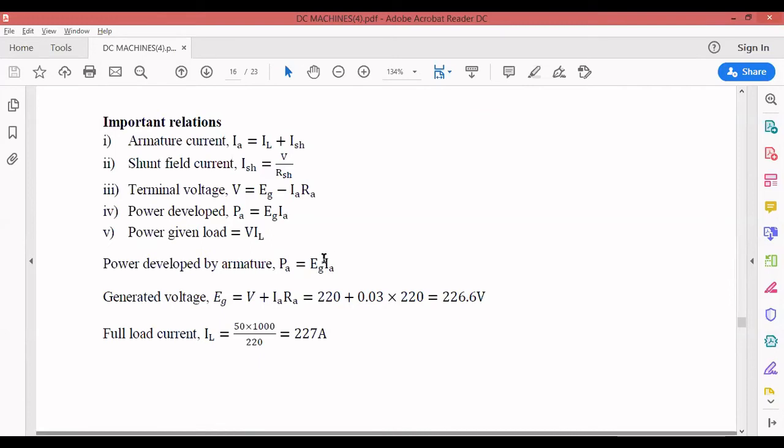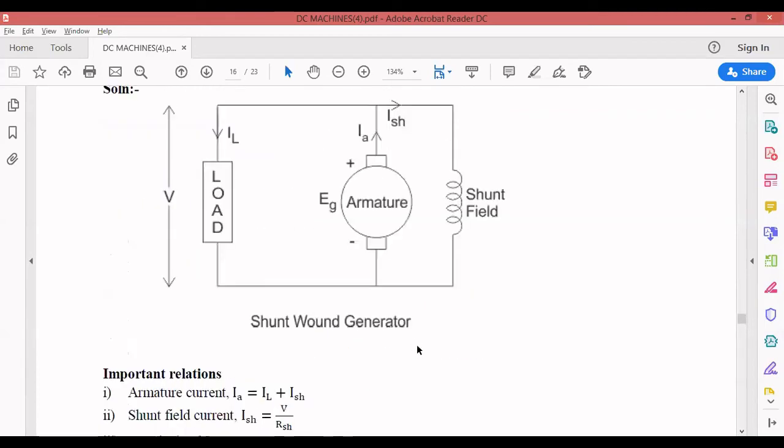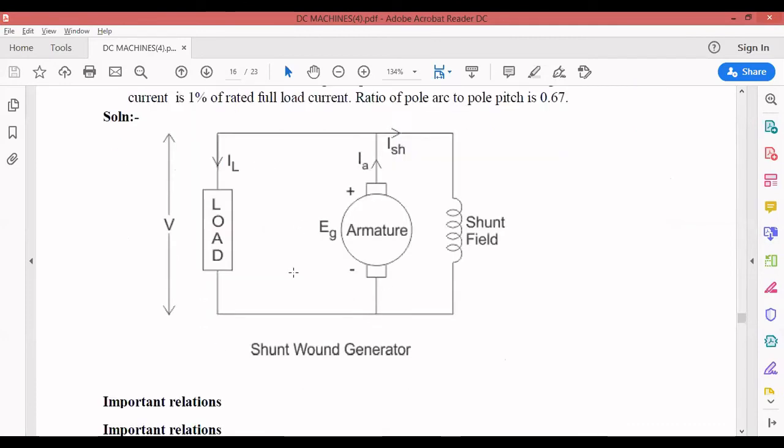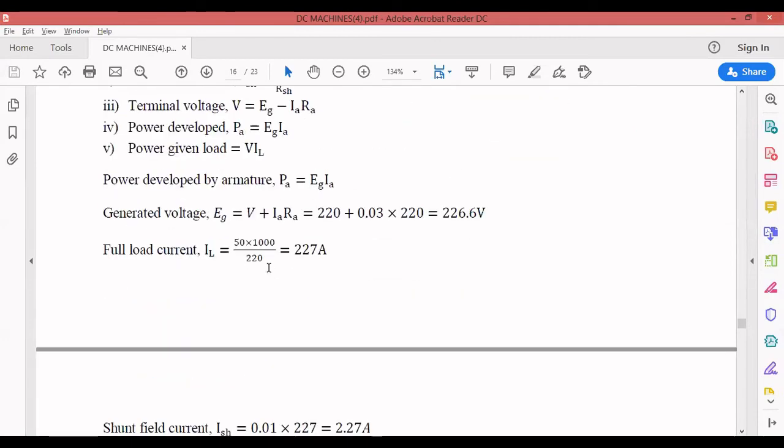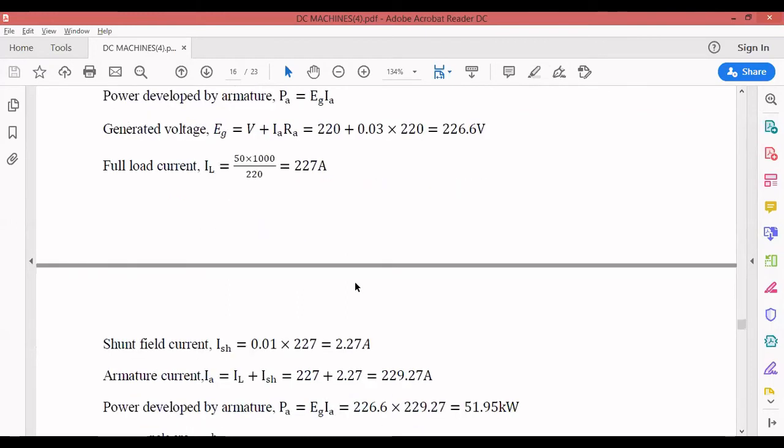Now you have calculated EG. Still, I have to calculate IA. IA is equal to IL plus ISH. So let us calculate IL first. Full load current IL is the power divided by voltage. You know the output power of the machine, 50 kilowatt, divided by the voltage, 220. What you got here is 227 ampere. That is the full load current.